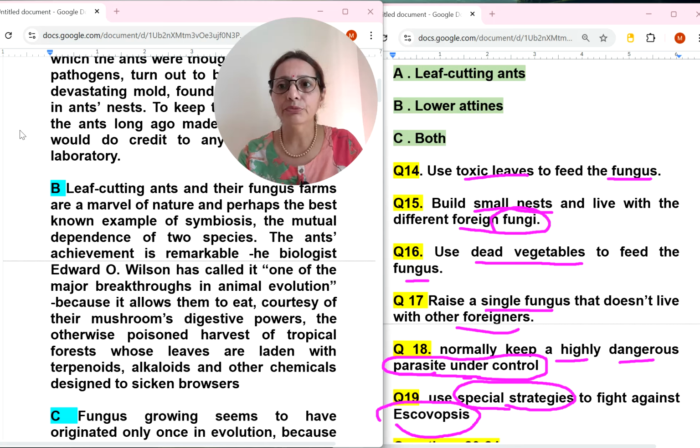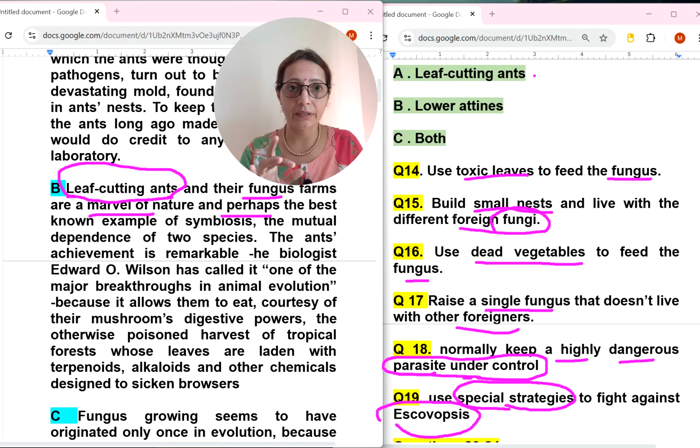Leaf cutting ants. In first paragraph, I can see leaf cutting ants and their fungus farms are a marvel of nature, and perhaps the best known example of symbiosis, the mutual dependence of two species. So the writer has started giving explanation about leaf cutting ants and their fungus farms. They are mutual dependence of two species. The ants' achievement is remarkable.